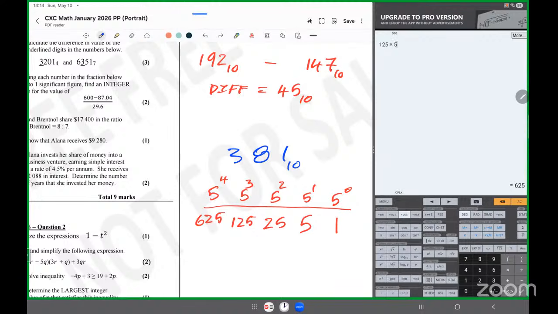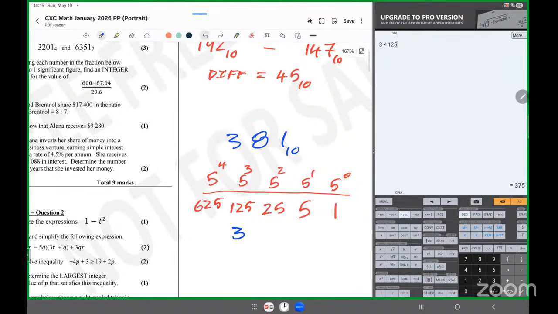How many 125s are in this 381? 2 of it or 3 of it? You can check it out. 3 times 125 is 375. Yes, so 3 of this. You can actually use 3 of this. You can't use 4 of it. So I'm going to put a 3 to say that we're going to be using 3 of the 125. So it's like you take 3 of the 125 out of that.